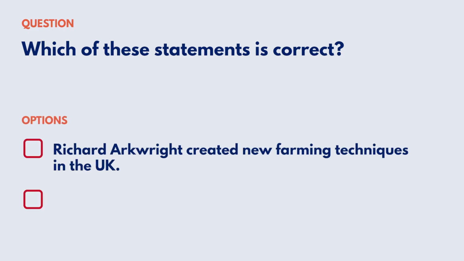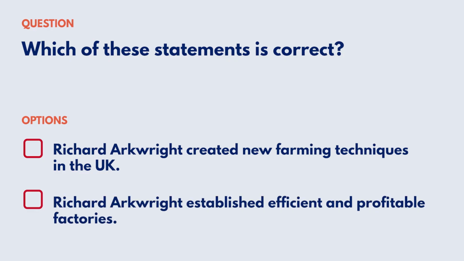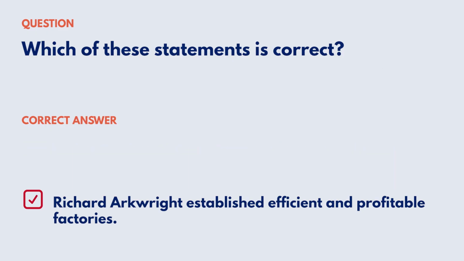Which of these statements is correct? Richard Arkwright created new farming techniques in the UK. Richard Arkwright established efficient and profitable factories. Correct answer. Richard Arkwright established efficient and profitable factories.